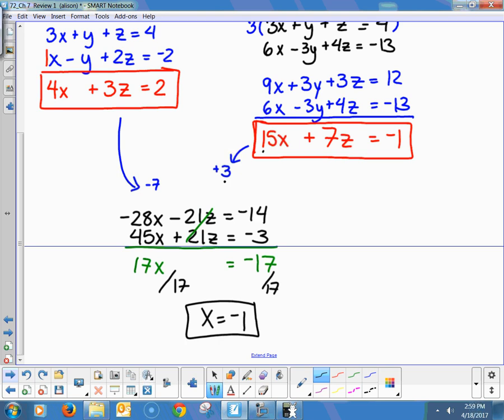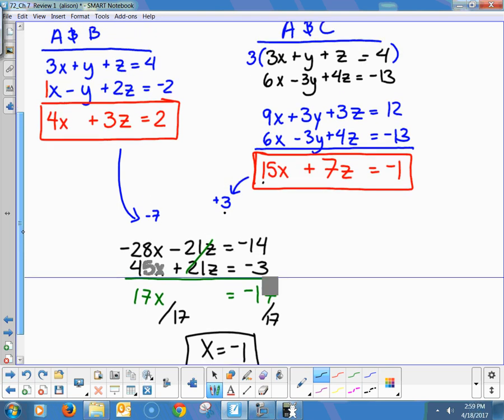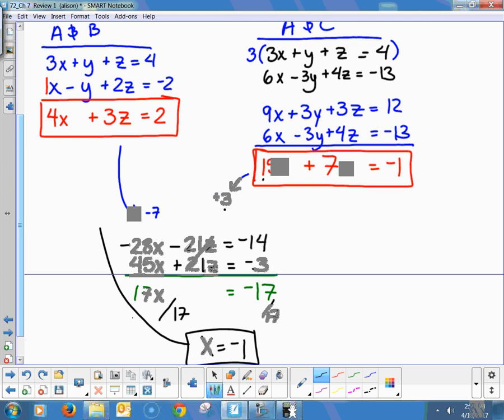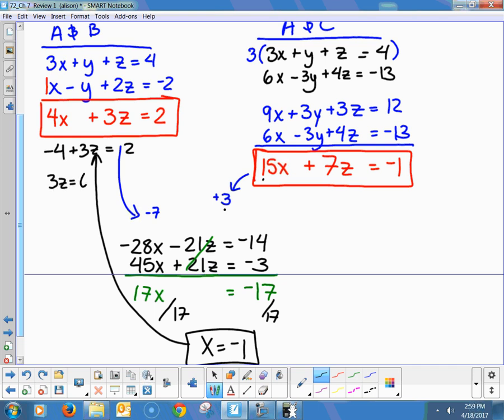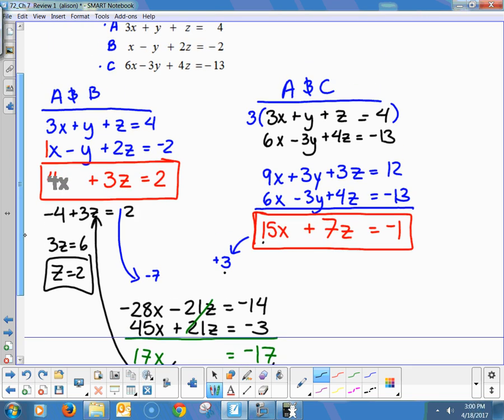And now to find all the other variables, let's just back our way up. If x is negative 1, this is negative 4 plus 3z equals 2. So 3z would equal, adding 4 to each side, 6. So z must be 2. So x is negative 1, z is 2.